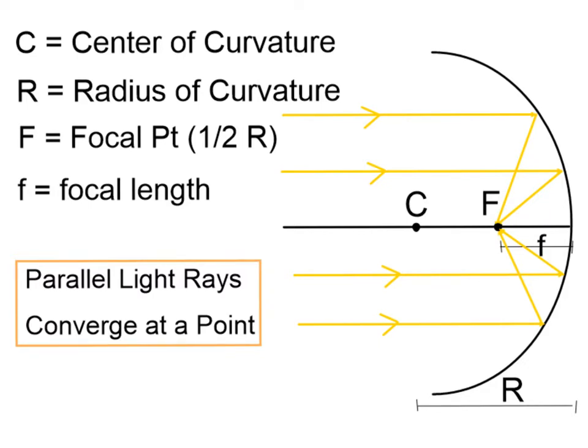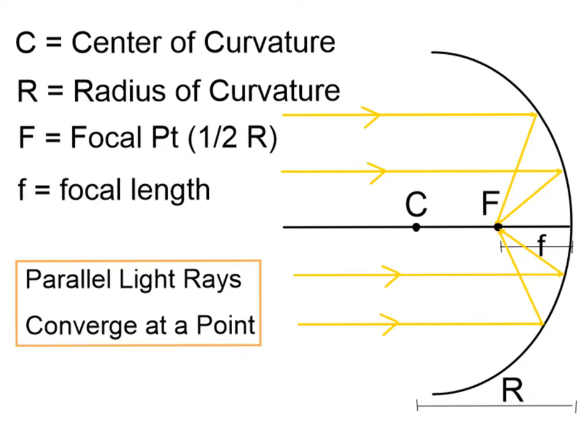One important thing to note here is that the focal length is always equal to 1/2 of the radius of curvature. So when we look at the radius of curvature, 1/2 of that length will give us the focal length. As long as we know the focal point or the center of curvature, we can always calculate the other one, because the focal point is 1/2 of the radius of curvature.